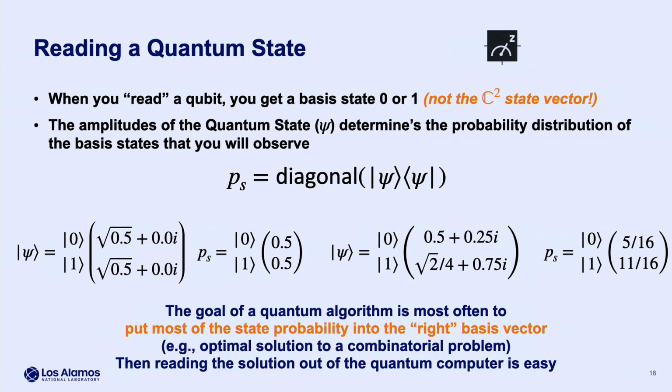The goal of a quantum algorithm is to put most of this amplitude in the right basis state. It's like a bit vector, let's say. You could think of it as the optimal solution to your combinatorial optimization problem, for example, so that when you read the quantum computer, you have a high probability of just seeing the right vector of zeros and ones. Ask me questions about this now. This is really important.